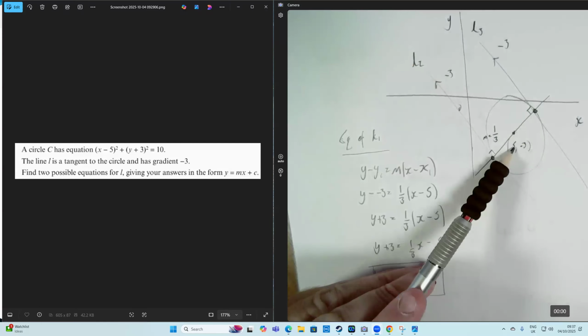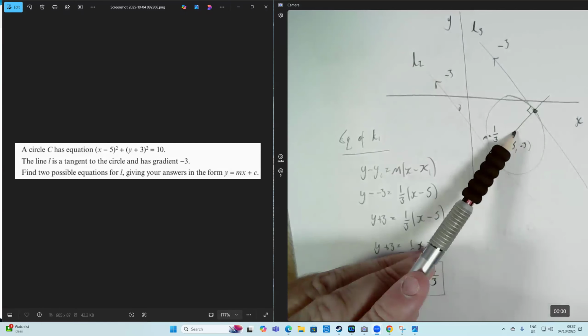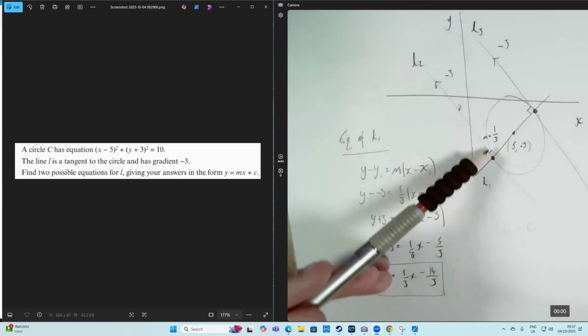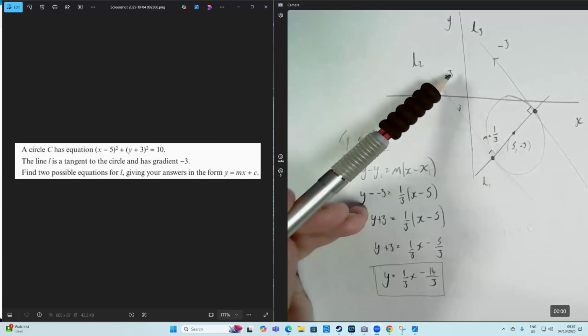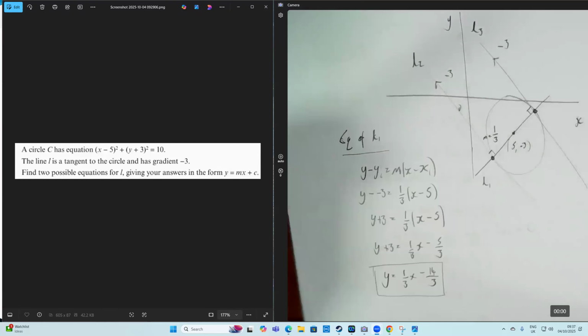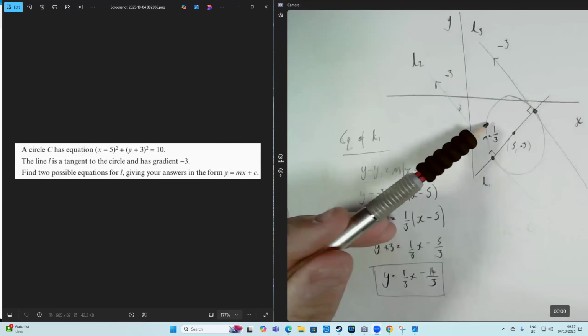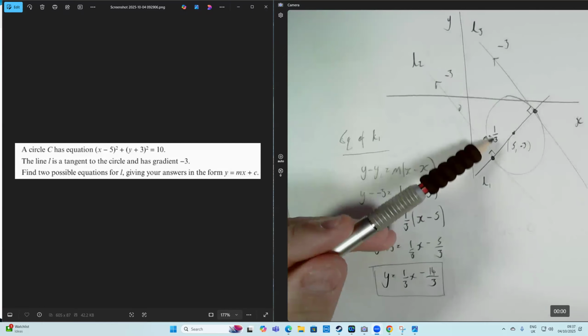We have a point on the line, the point (5, −3), the center of the circle, and we can easily deduce the gradient of this line because it's the negative reciprocal of the gradients of L2 and L3. So as they have a gradient of −3, we flip it and change the sign, so the gradient of this one is 1/3.